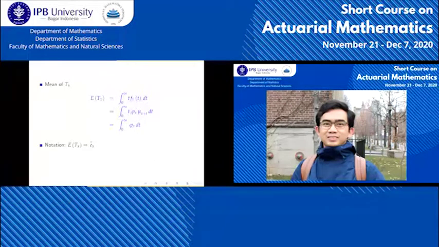Okay, and we have a special notation for the mean of Tx. We have the notation like this, and this means the complete expectation of life of x.